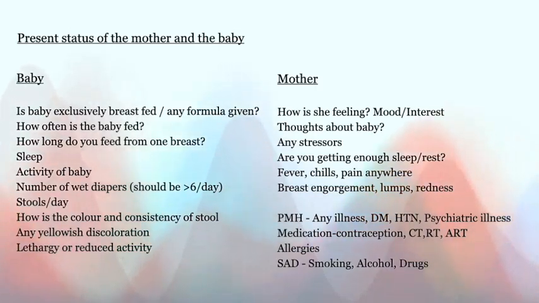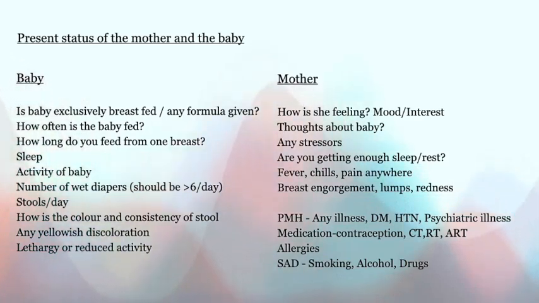So, any fever, chills, any pain anywhere? She may be having pain in the breast. If she underwent a cesarean section, she may be having pain in the scar or in the episiotomy wound. So you should ask about that. And at the same time, you should also ask about breast engorgement, lumps, and any redness in the breasts.